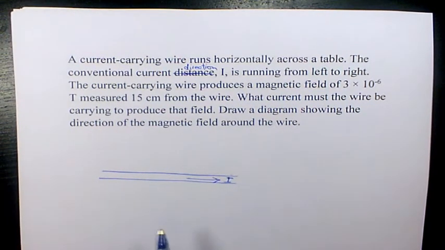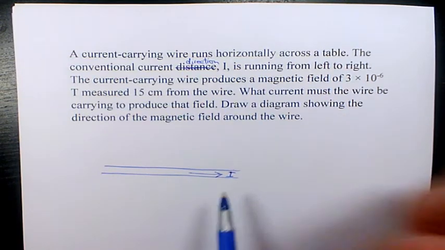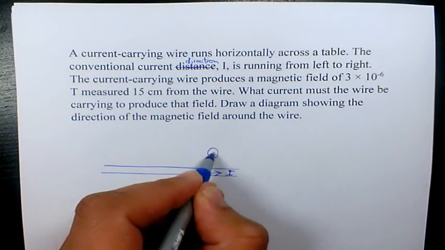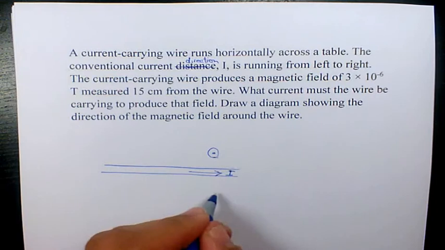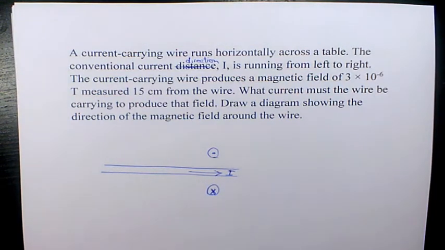In order to find out the direction of the magnetic field, we need to use the right hand rule, thumb toward I, and when you do that, it's going to be like that. So it means that on top of it, the magnetic field is going to come out of the page, and this side is going to go into the page. So that's the direction of the magnetic field.